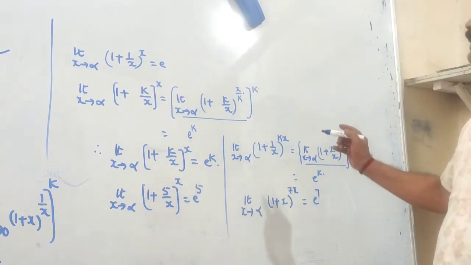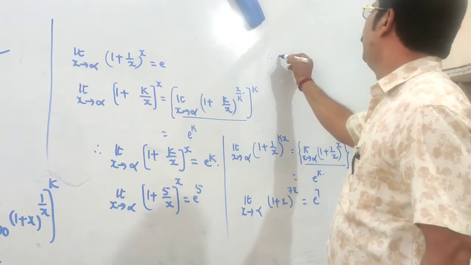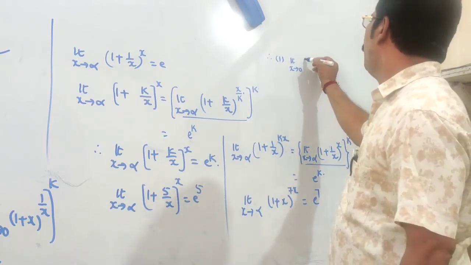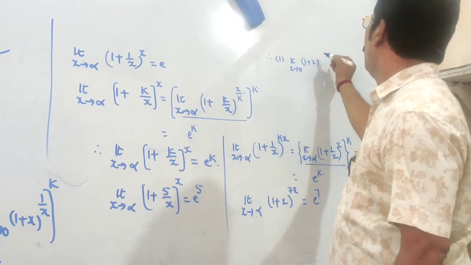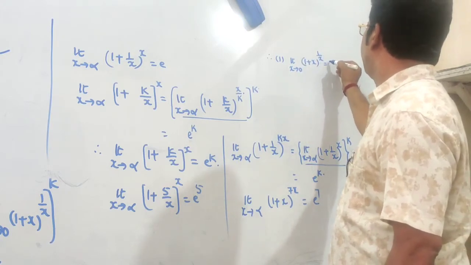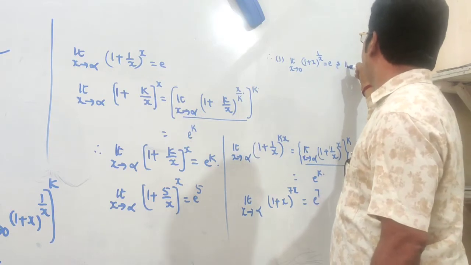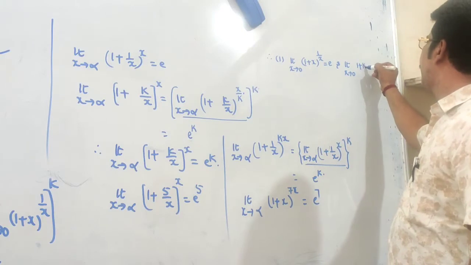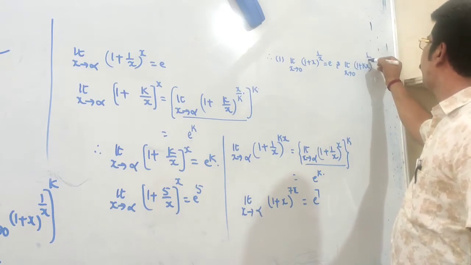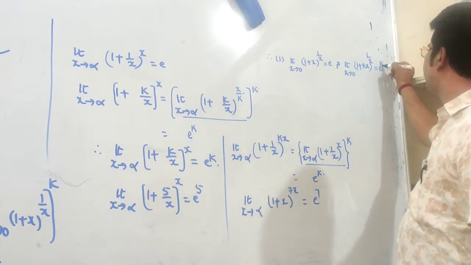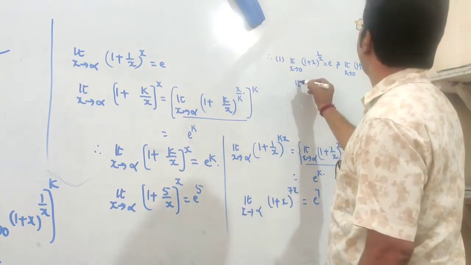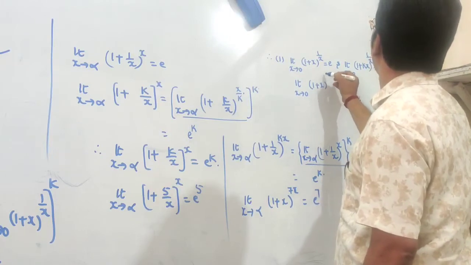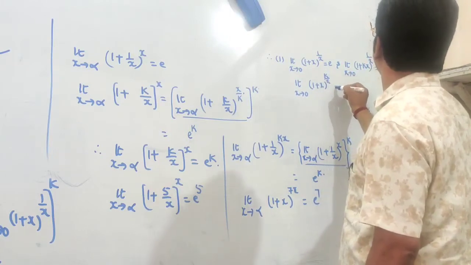So therefore, inference: limit x tends to 0, (1 plus x) whole to the power of 1 by x is equal to e, and limit x tends to 0, (1 plus kx) whole to the power of 1 by x equal to e power k. Next, limit x tends to 0, (1 plus x) whole to the power of k by x is also e power k.